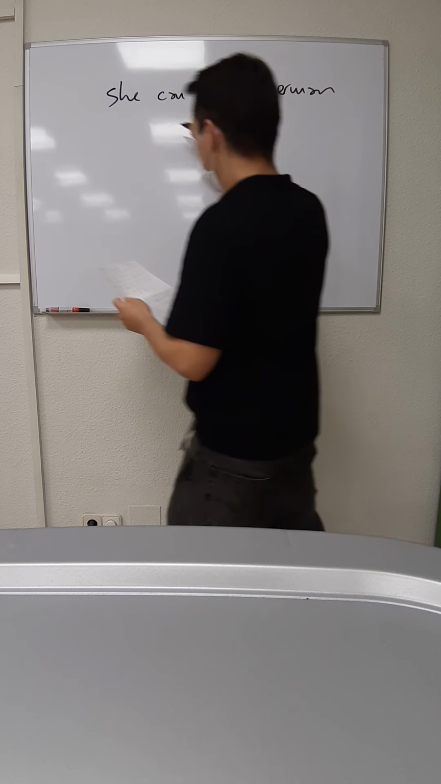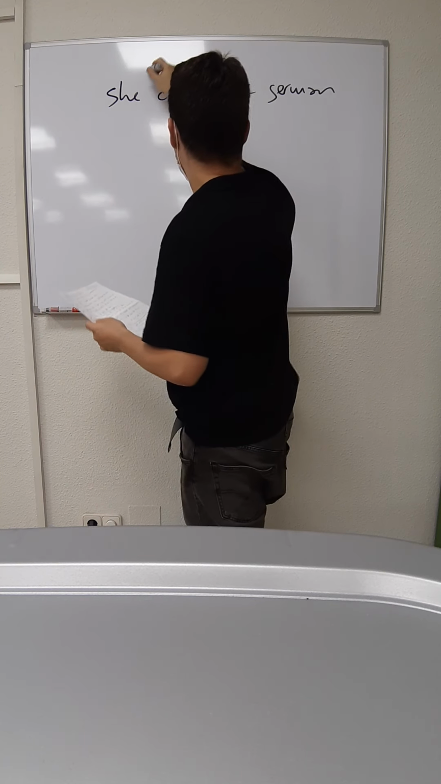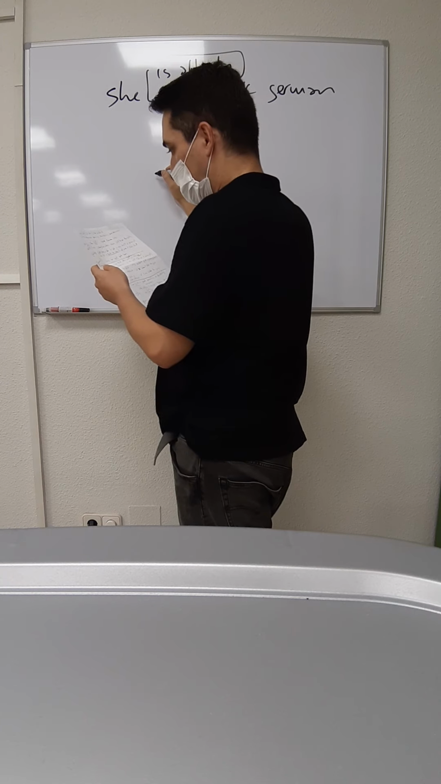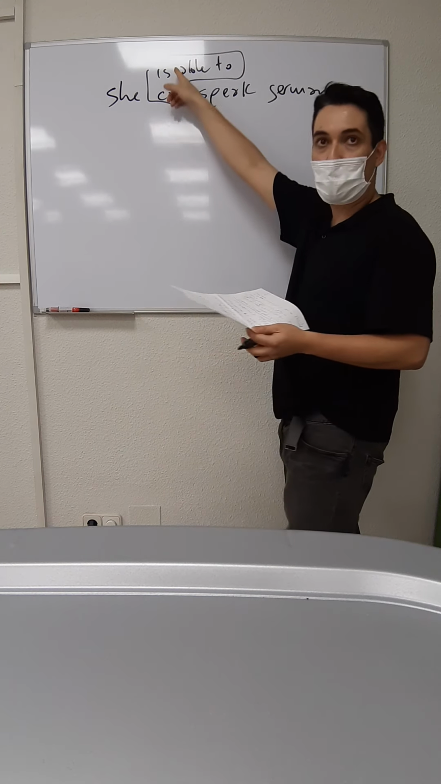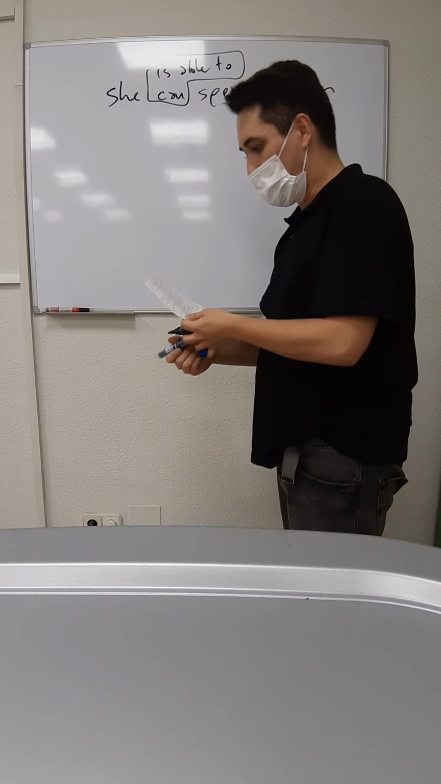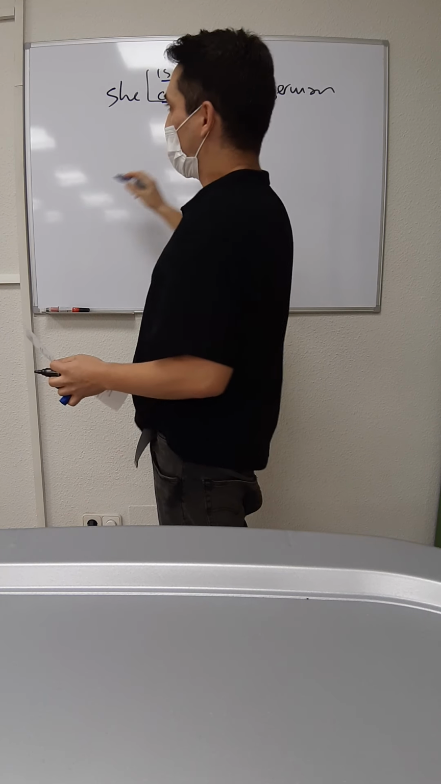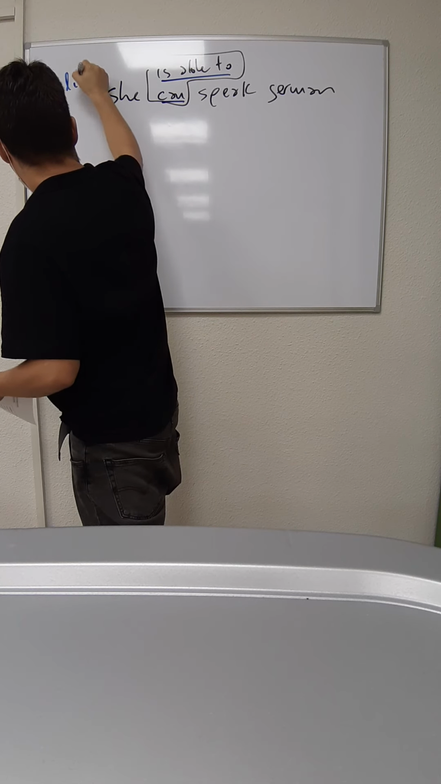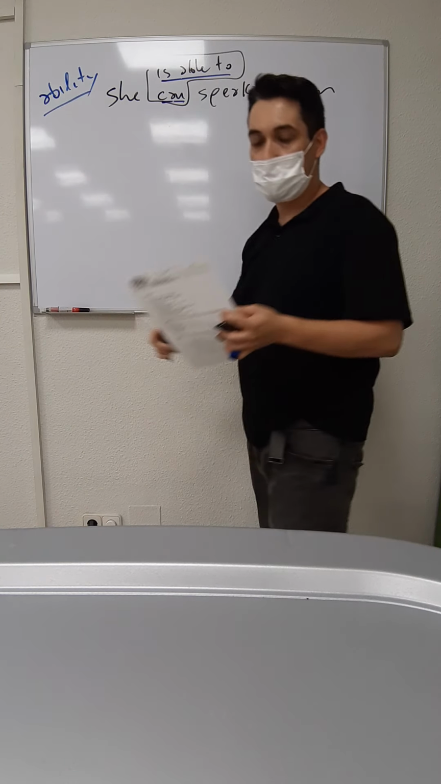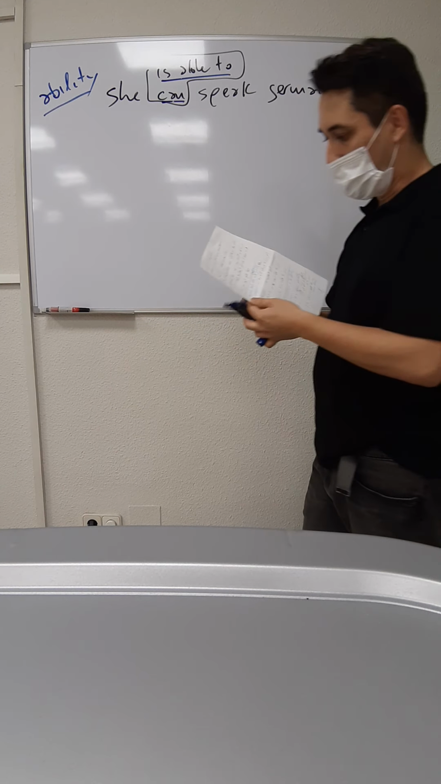She can speak German. She's able to speak German. In this case, I can use can or be able to interchangeably. What is the function of can and be able to in this example? What are they referring to? Ability. When it comes to ability, you can use either of them. Now, another one.